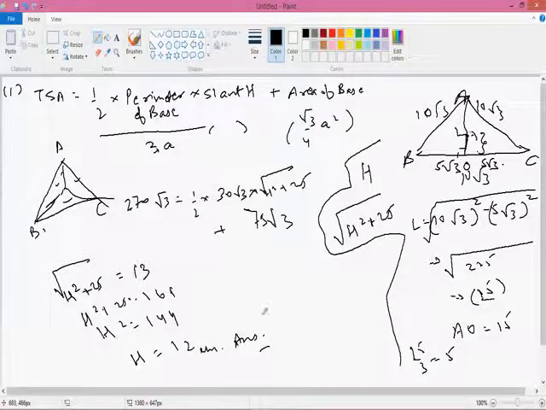This is my solution. I hope this is very clear to you. The most important thing here is the formula and the calculation of the slant height. Moving on to our next question.